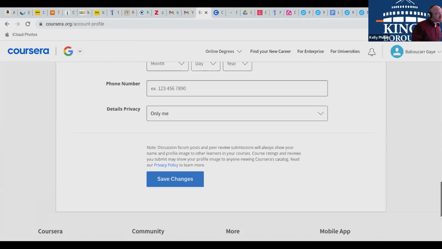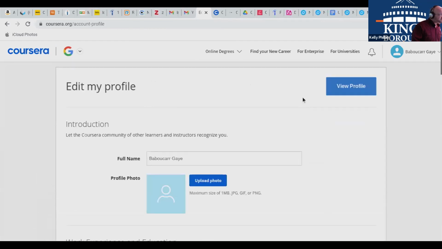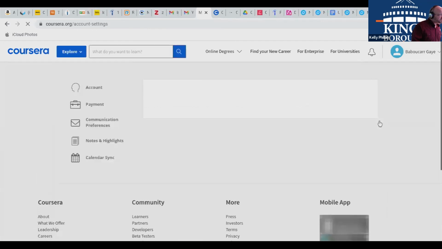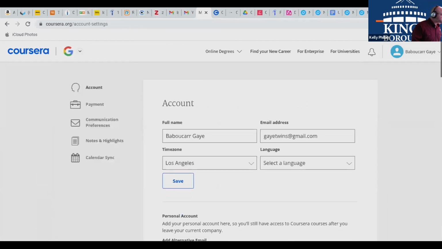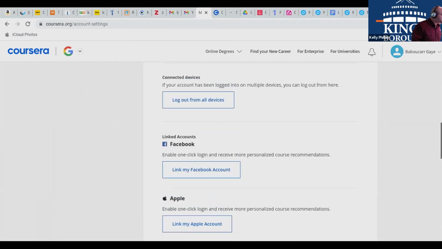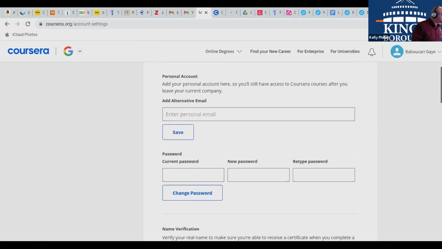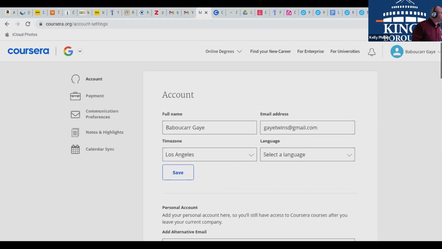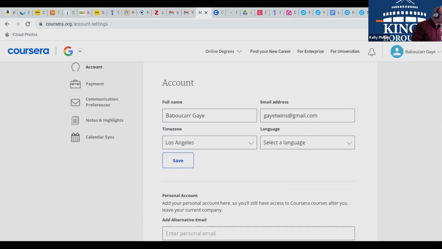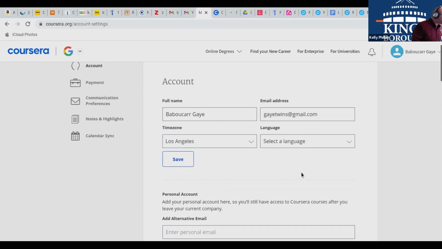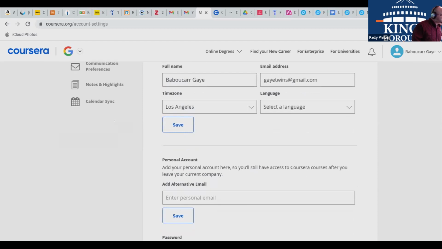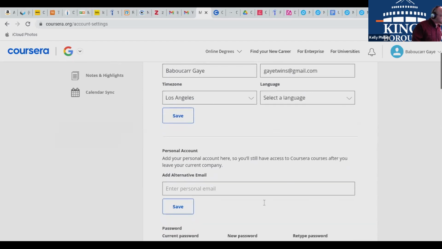All right, so go back to your name and then go to settings. I'm trying to remember where this is. Scroll down. I think I saw it. Up, right there. See where it says add your personal account here, so you still have access to Coursera courses after you leave the company. So you can add your company one, whichever other one you use. Okay.